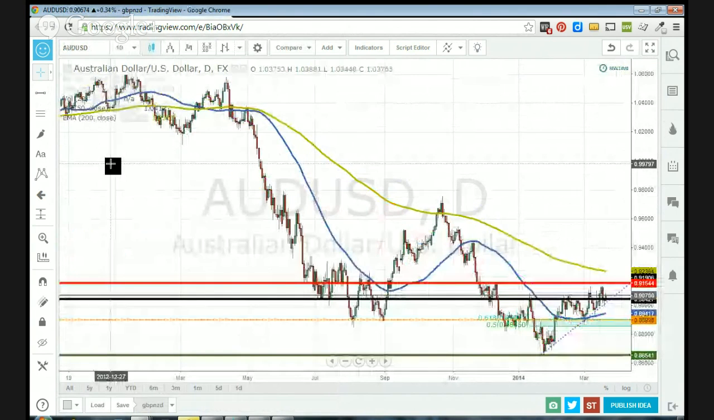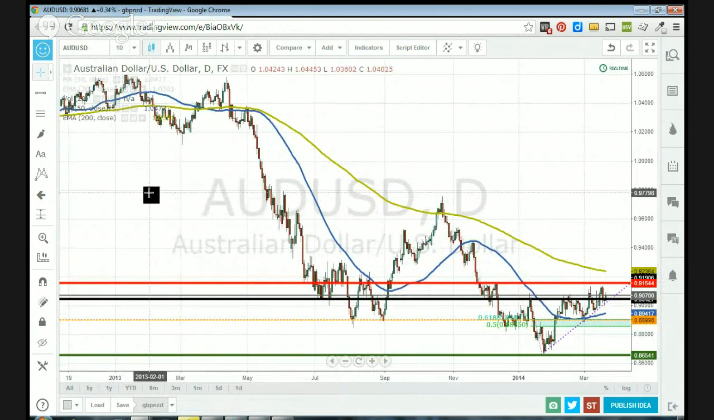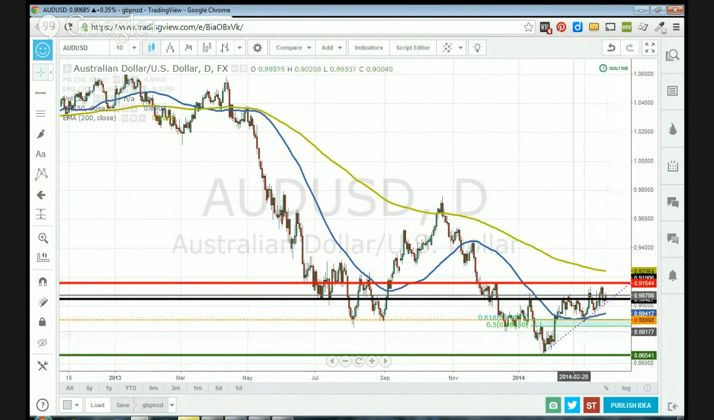Aussie dollar. It's a good thing I closed out my short Aussie dollar position yesterday because it continued to rally. I got barely a break even, a very small profit, 0.1% or something like that. But we'll see. This still looks like it's going to rally a little more. We now have a supporting trend line that's been confirmed.